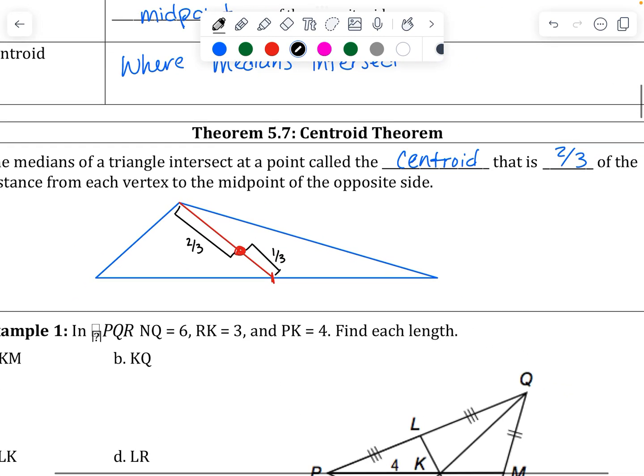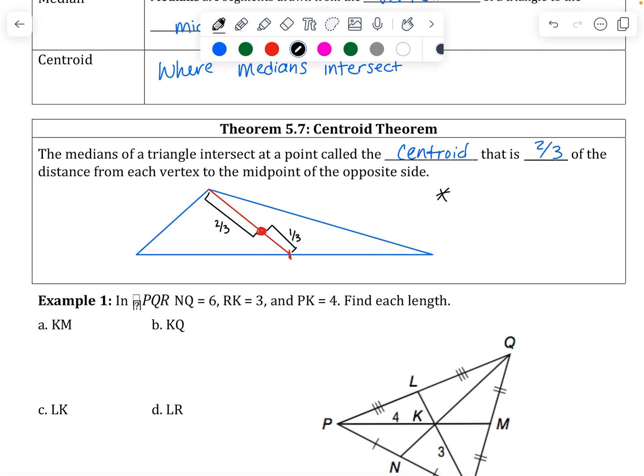So a couple things to note about our medians. The longer part is from the vertex to the centroid. So that's the longer part, and that is 2 times the shorter part length.